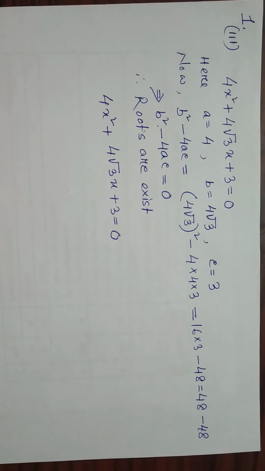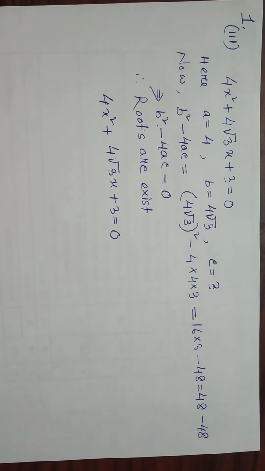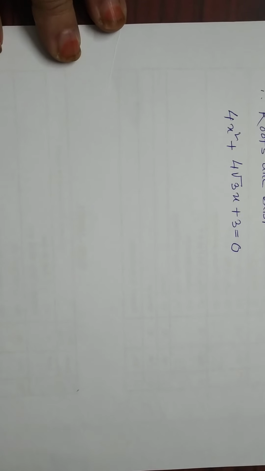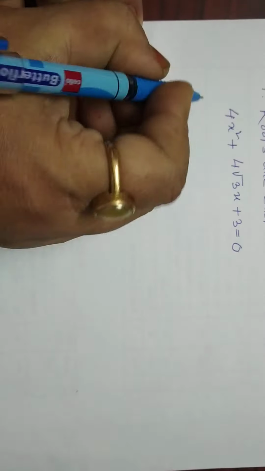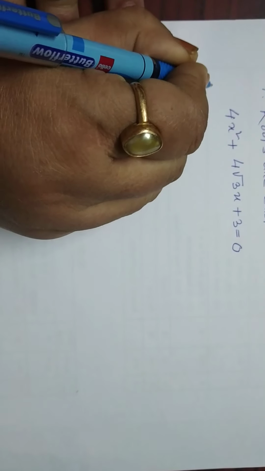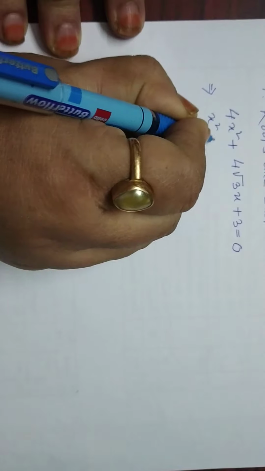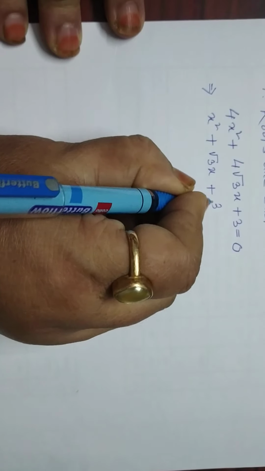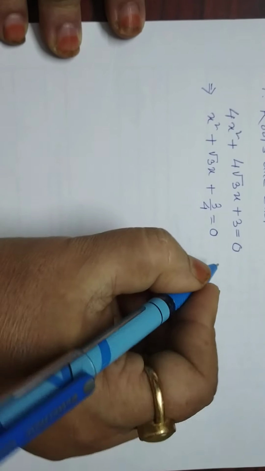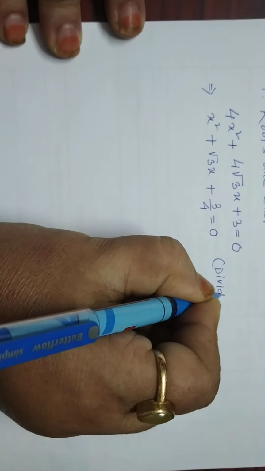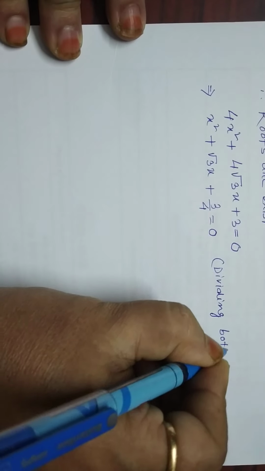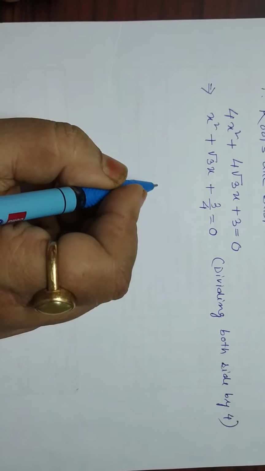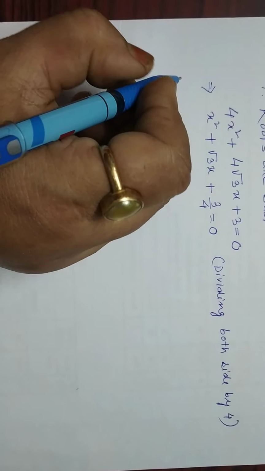Now we solve according to question number 1. We solve this equation by the completing square method. To solve this sum by completing the square method, first we have to divide both sides by 4. If we divide by 4, then this becomes x² + √3x + 3/4 = 0. Why? Dividing both sides by 4.